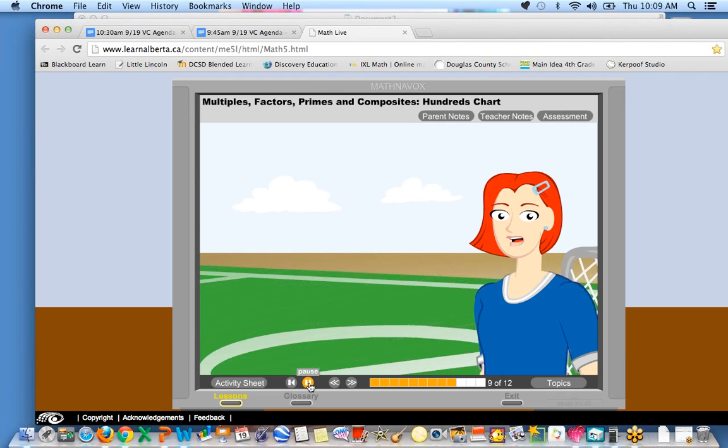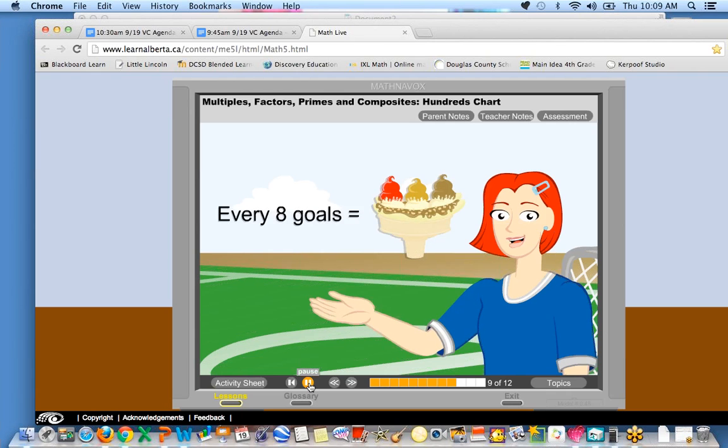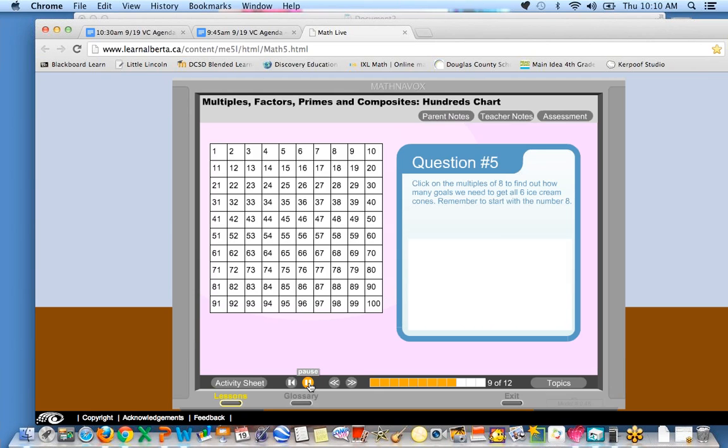For every 8 goals our team scores, our coach will take us out for an ice cream cone. He will take us a maximum of 6 times. To find out how many goals we need to score to get all 6 ice cream cones, we can use a hundreds chart to help us find multiples of 8. Click on the multiples of 8 to find out how many goals we need to get all 6 ice cream cones. Remember to start with the number 8.